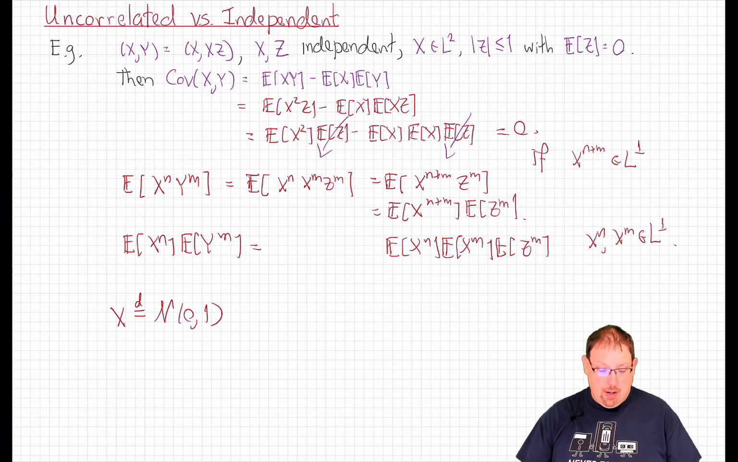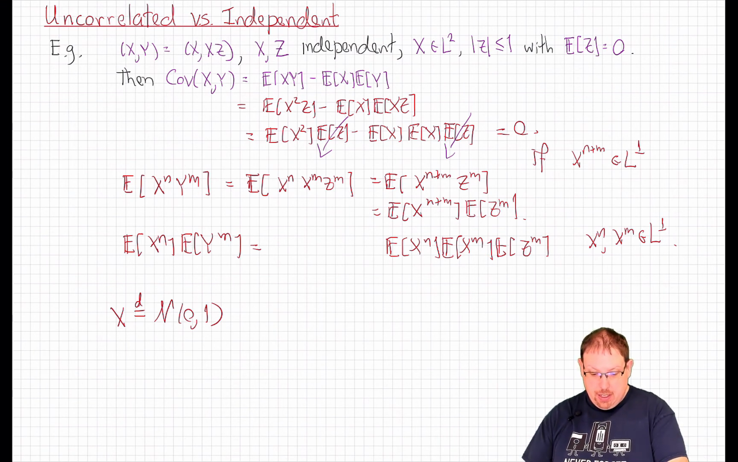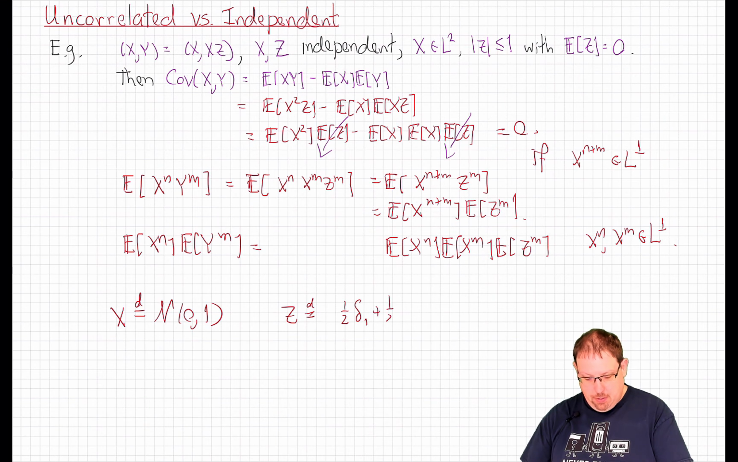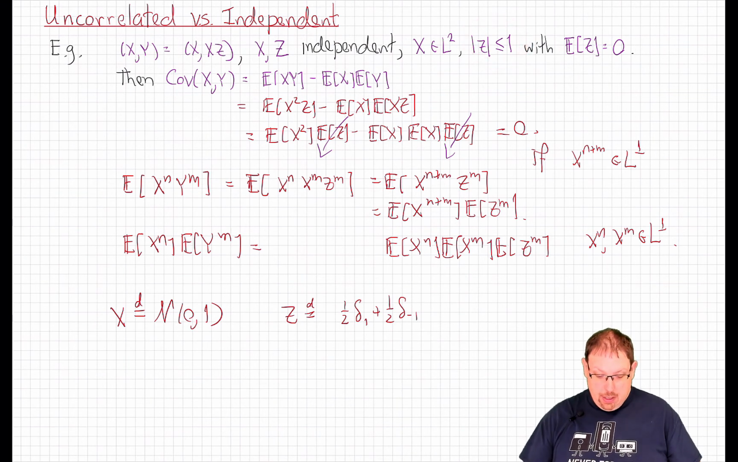Standard normal random variables have finite moments of all orders, as we've previously calculated. And as for z, well, we have lots of choices, but we could, for example, take z to be a Rademacher random variable, which is a symmetric version of a Bernoulli. That is, its law could be 1/2 a point mass at 1 plus 1/2 a point mass at -1. Then it does have expectation 0, and it is bounded by 1. Now let's just check to see what happens with these equations here.